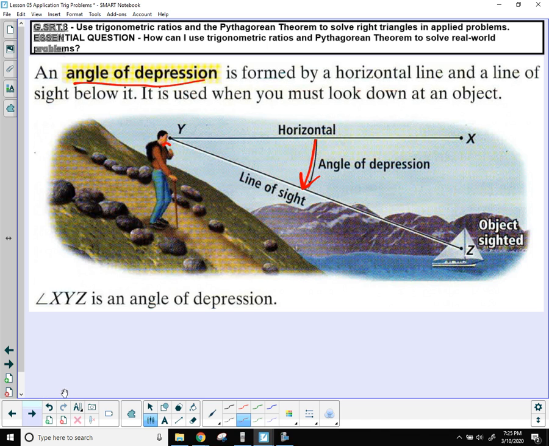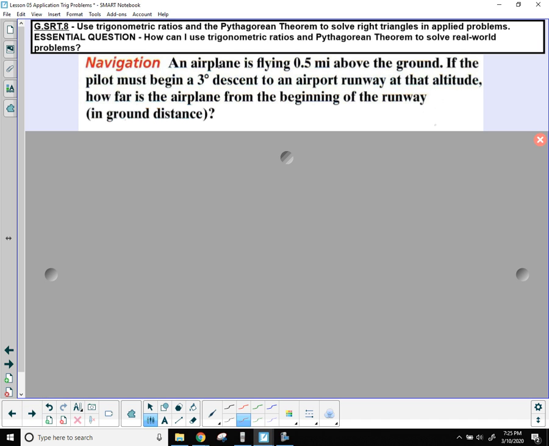So, an airplane is flying 0.5 miles above the ground. If the pilot must begin a 3-degree descent to an airport runway at that altitude, how far is the airplane from the beginning of the runway? I'm looking for this ground distance. So again, draw a picture.